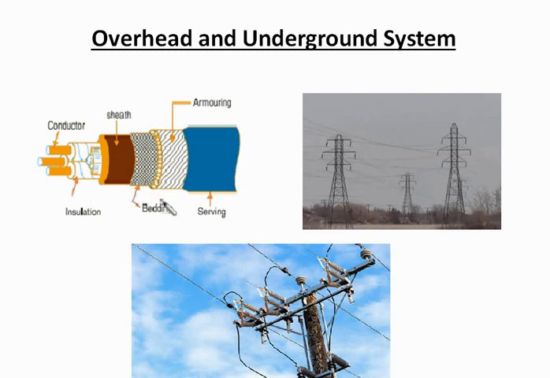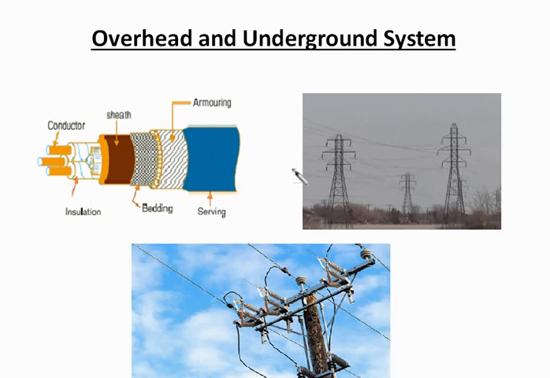The next layer after bedding is armoring, which is used to protect from mechanical injury during laying or handling. The last layer is serving. It is used to protect the armoring from atmospheric conditions. So this is the basic construction of an underground cable.